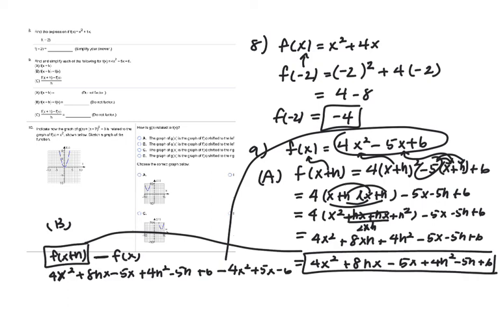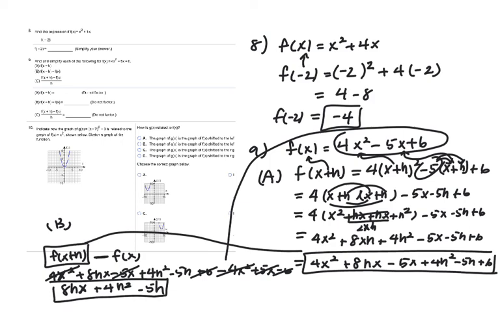Okay. So in this case here, we want to combine like terms. 4x squared minus 4x squared, those cancel. A negative 5x plus 5x, those will cancel. And a positive 6 and a negative 6, those will cancel. Those are opposites. Okay. And so we're left with 8hx plus 4h squared minus 5h. Okay, so that's part B.